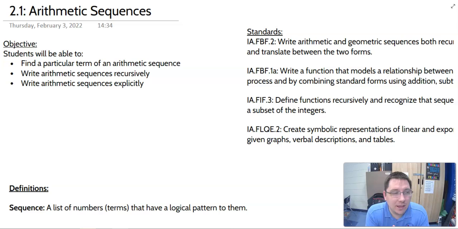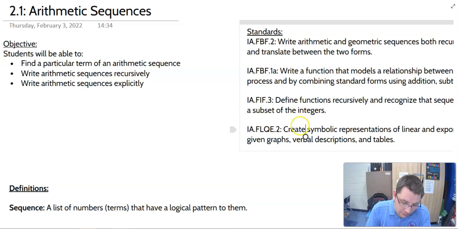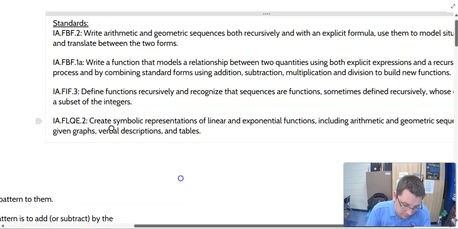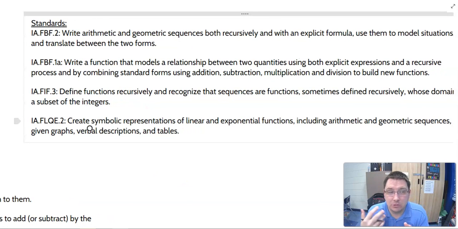In this lesson, the objective is that you'll be able to find a particular term of an arithmetic sequence. You'll be able to write arithmetic sequences explicitly and be able to write them recursively. And that actually falls under 4 different standards that we're going to be able to use here, being able to write arithmetic sequences recursively and explicitly, and writing a function that models the relationship between two quantities, and again, both explicit and recursive.